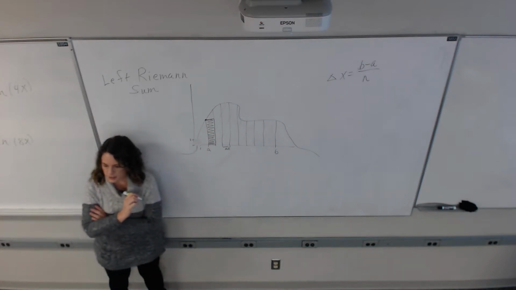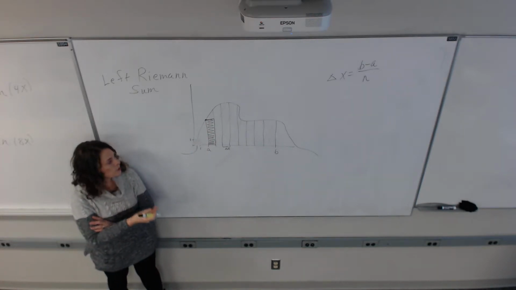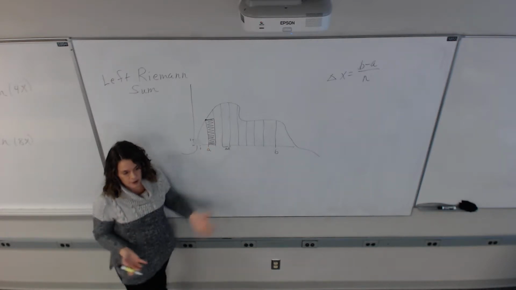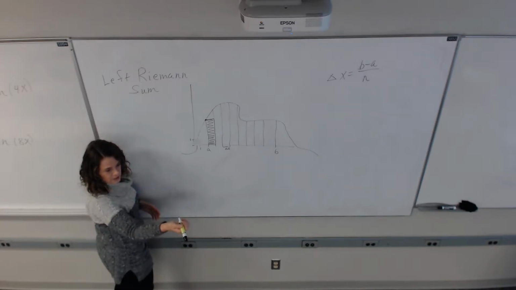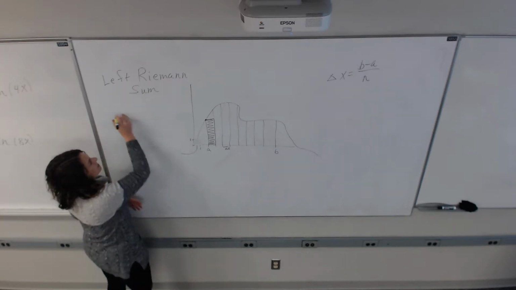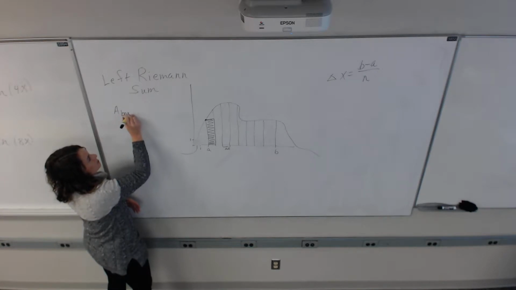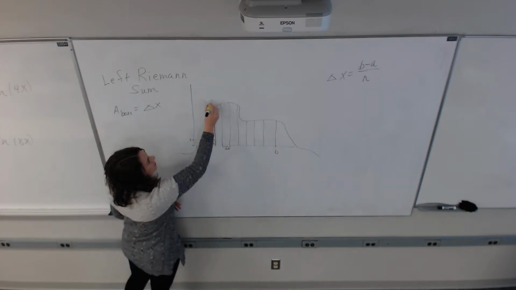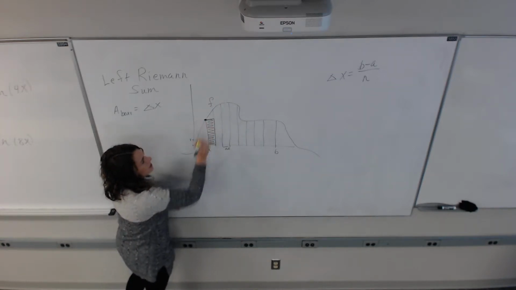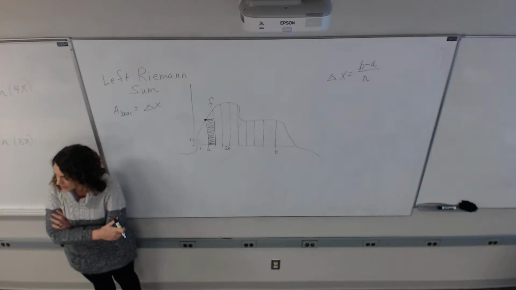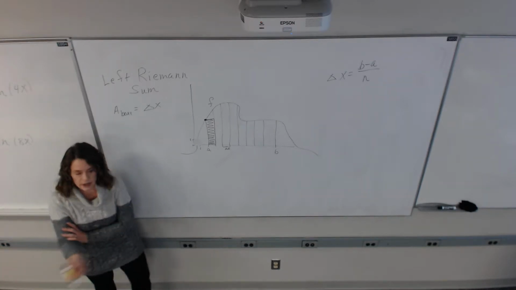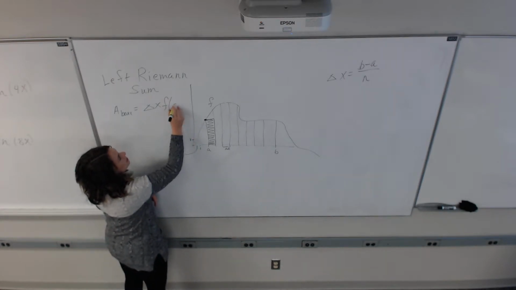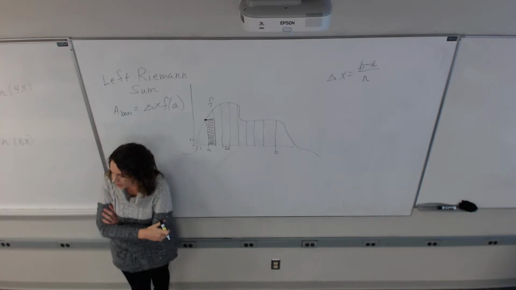Does everybody see that rectangle? Now, how would you compute the area of this rectangle? What's the area of a box? Length times width, right? So what's the width? The area of box 1 is delta x times what? If this is my function f, what is that right there? F of a, isn't it right? It's the y value at that x coordinate. So this ends up being delta x times f of a.